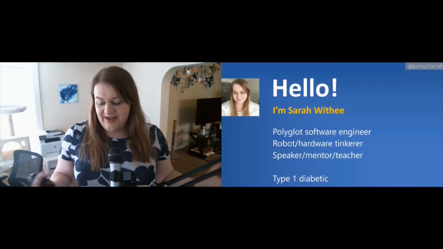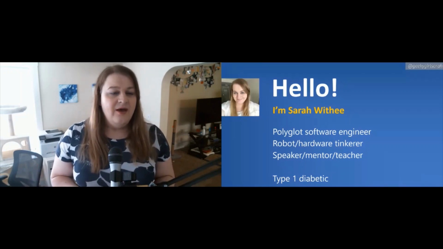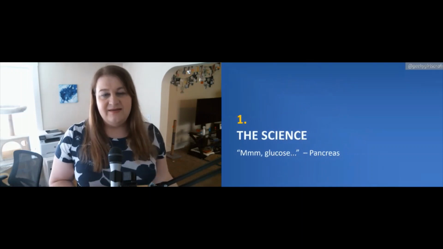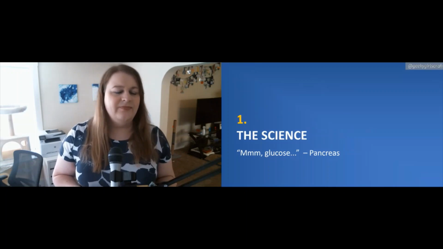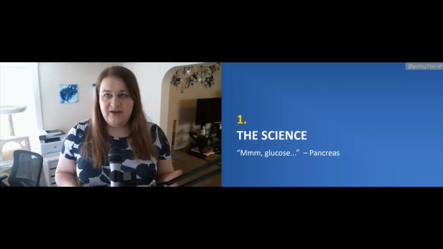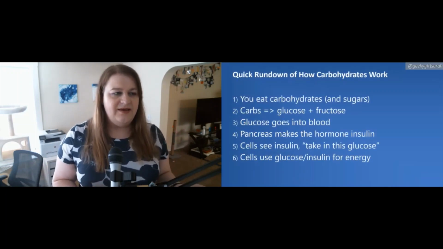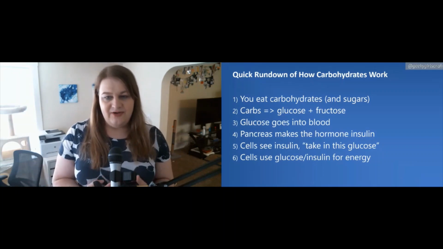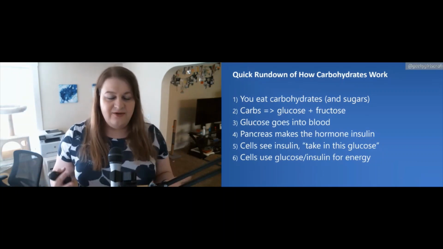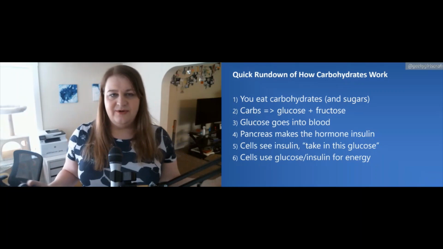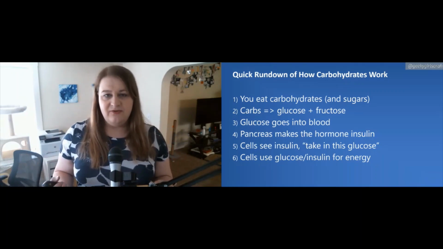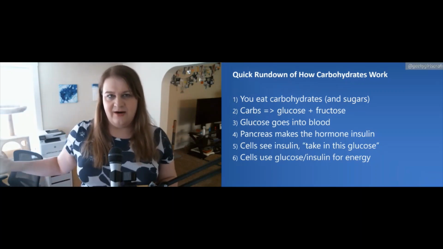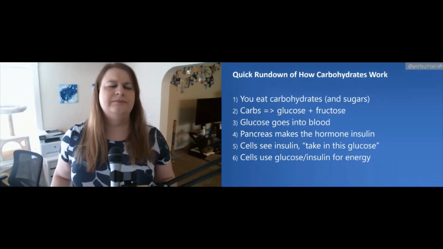But to really understand why one would need an artificial pancreas or what kind of problem it solves, we really need to start with the science. Hopefully everybody likes science. I think it's kind of fun. So to do this, we need a quick rundown of how carbohydrates work. When you eat carbohydrates, which also includes sugary things, these carbs turn into glucose and fructose. For this talk, we don't care about fructose. Just put those aside.